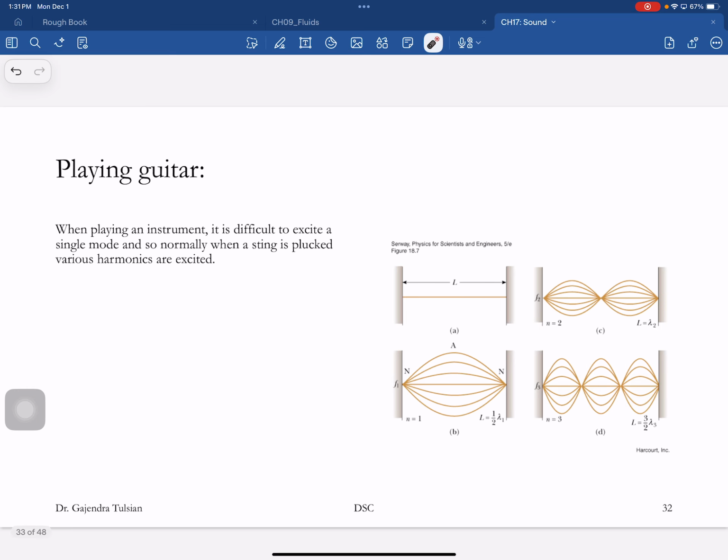When playing an instrument, it's difficult to excite a single mode. If you pluck a guitar string, you don't just excite this mode or that mode. You're exciting a combination of these modes, so you can't play a pure tone. You'd have to pluck exactly at the center, and even then you would excite this mode and the even harmonics. So normally when a string is plucked, various harmonics are excited.